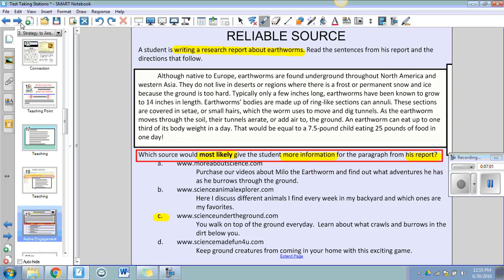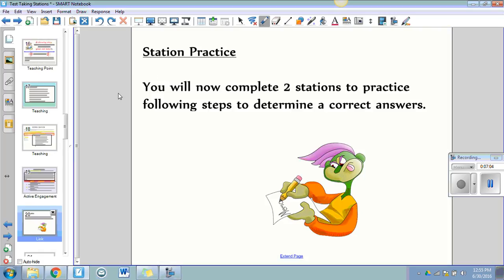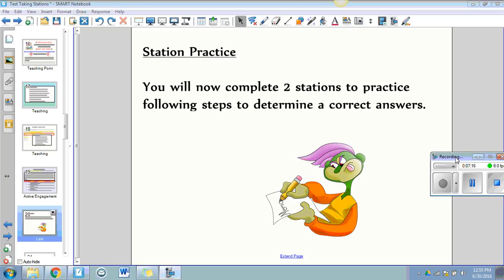What you are now going to do is some station practice. You are now going to complete 2 stations to practice following steps to determine correct answers. You may now begin your stations.